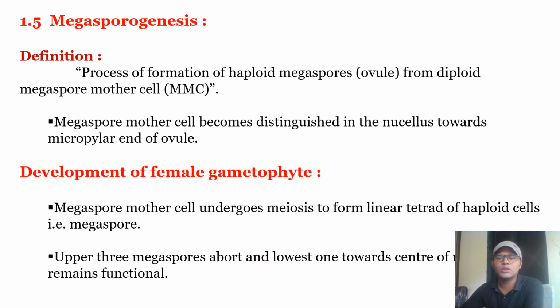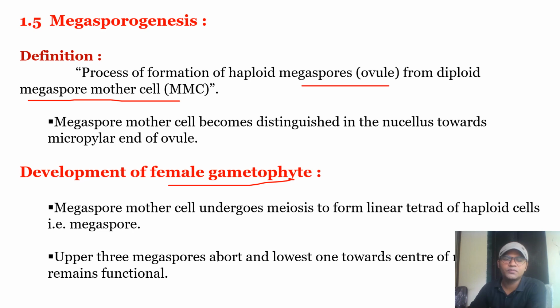Now let us see how the embryo sac is developed. That is said to be megasporogenesis, the process of formation of megaspores. Actually, ovules are said to be the megaspores. How are they developed? In the prior diagram you have studied a mature ovule which consists of the embryo sac. That process is called megasporogenesis, and it develops from the megaspore mother cell. Okay, so let us see the development of the female gametophyte.